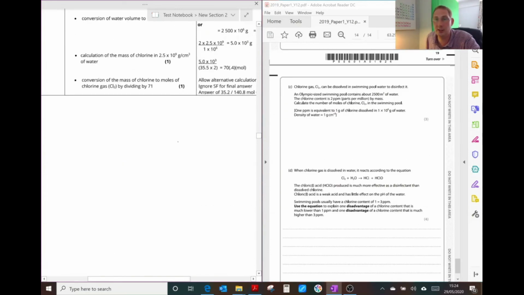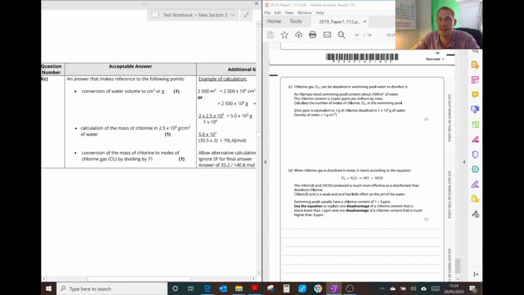Chlorine gas can be dissolved in swimming pool water to disinfect it. 2,500 meters cubed of water. Chlorine content 2 ppm. Calculate the number of moles of chlorine dissolved in the swimming pool. Okay, and you're even told, and I didn't know why they did this, 1 ppm is 1 gram of chlorine in 1 × 10 to the 6 grams of water.